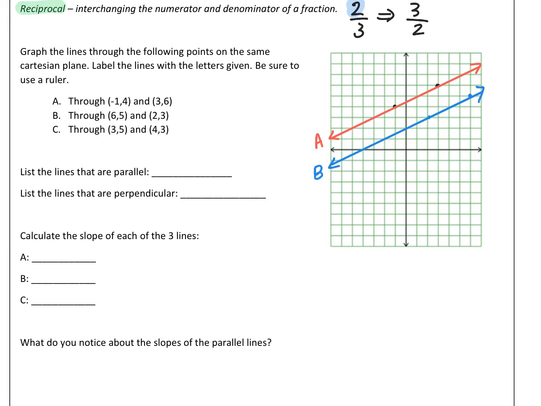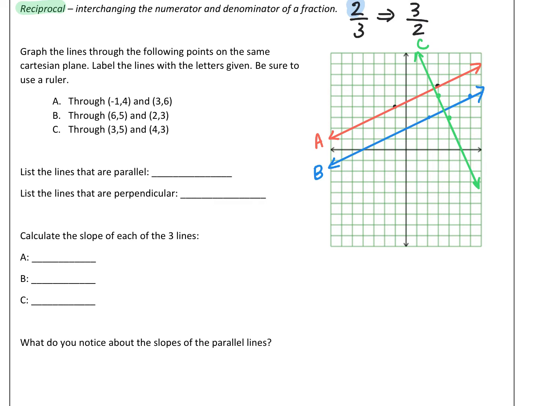That is line B. And line C is through the point 3, 5 and the point 4, 3. And then we're going to draw the line through those points right to the edges, arrows on the end, and that is C. Okay, so there are my lines drawn. Now we're going to talk about them.